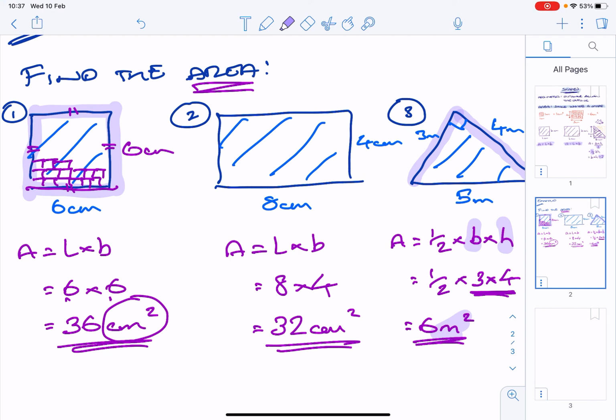but it just ends up getting a bit more confusing. Similar with this one, if I wanted the perimeter, it would be all of these sides added together. 8 plus 4 plus 8 plus 4, and then the last one, 3 plus 4 plus 5. But that's a different question. This one specifically asks for the area, so answer the question that's given to you.